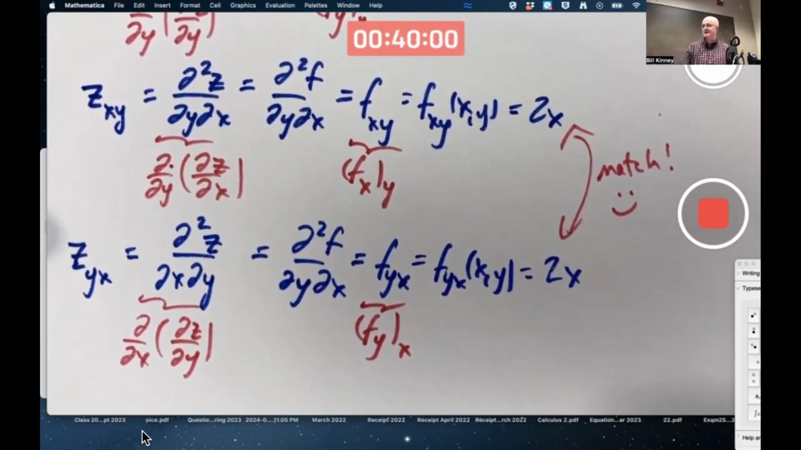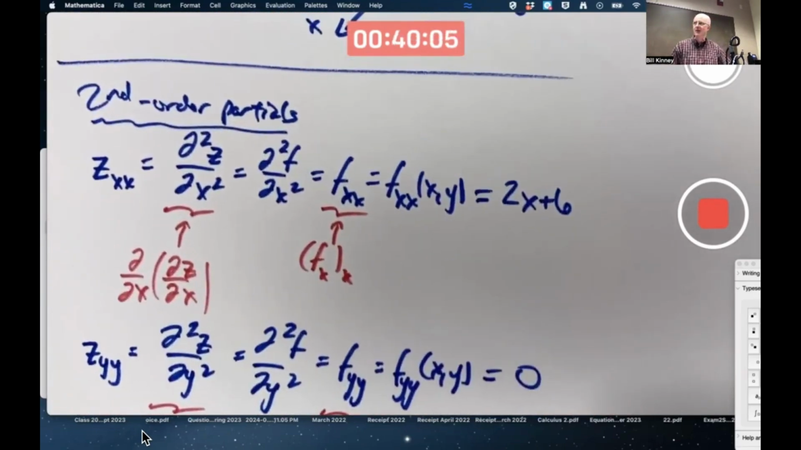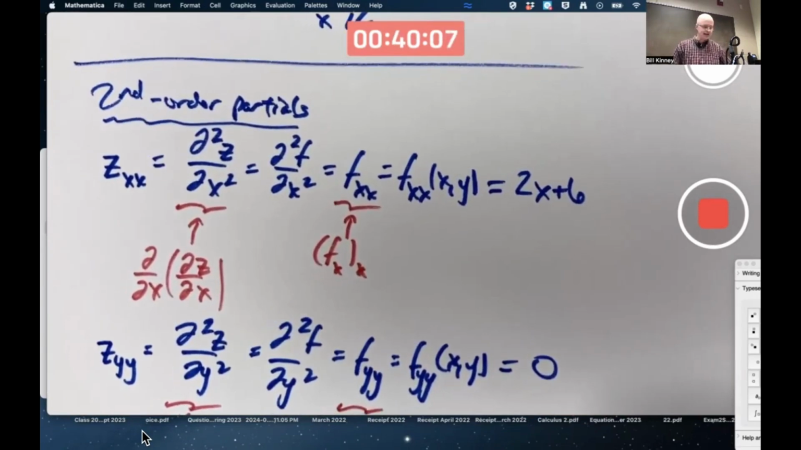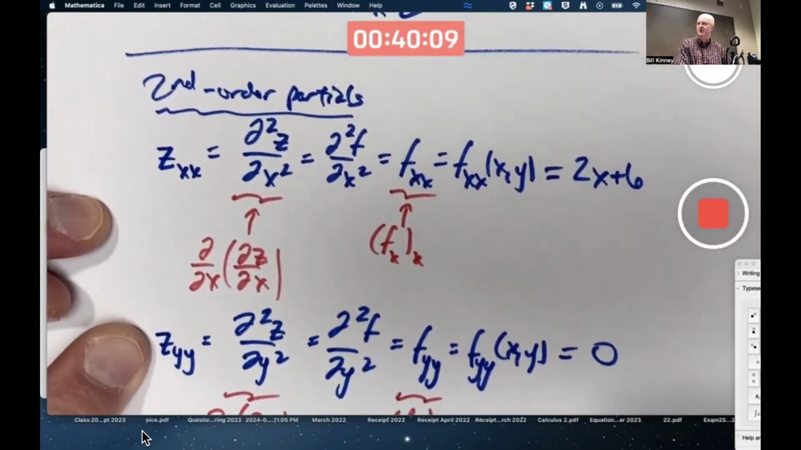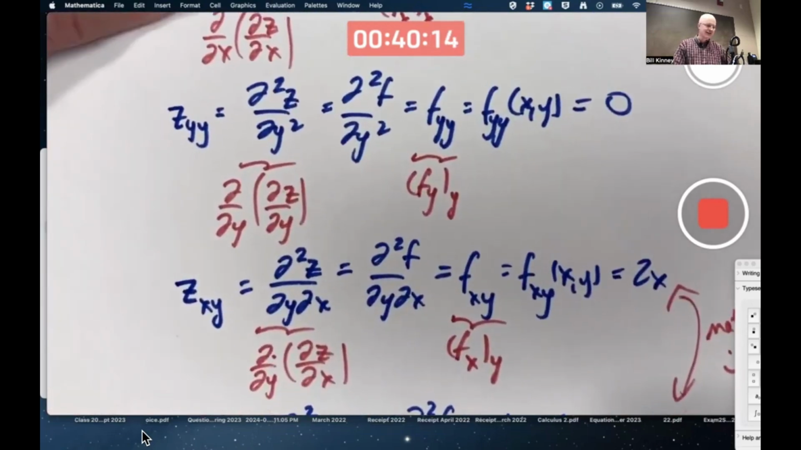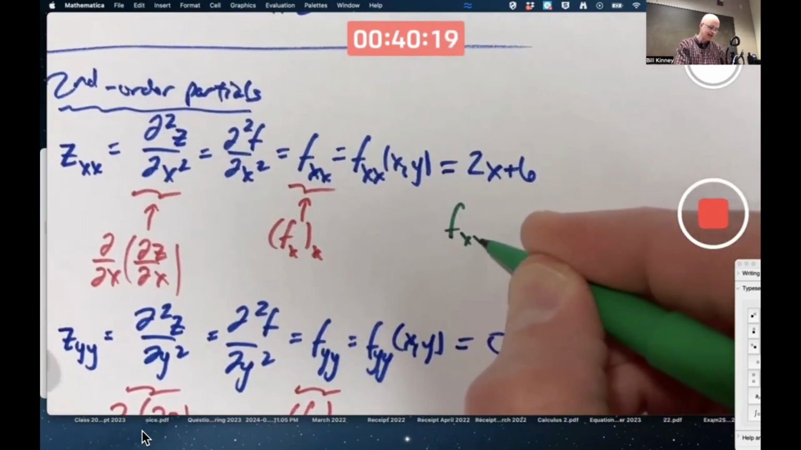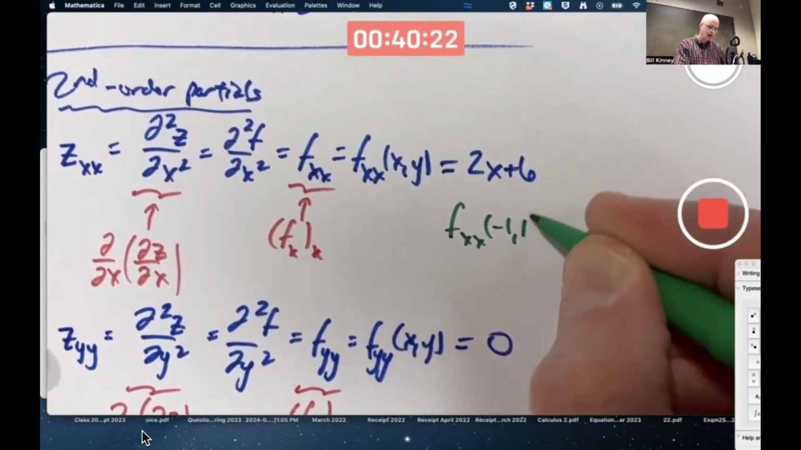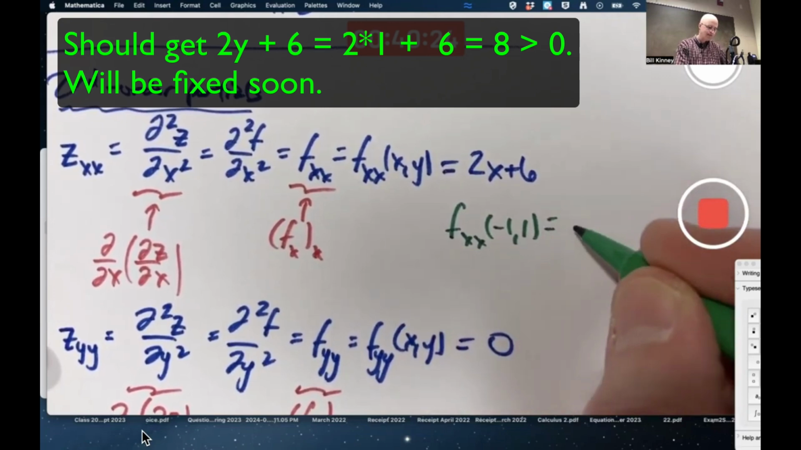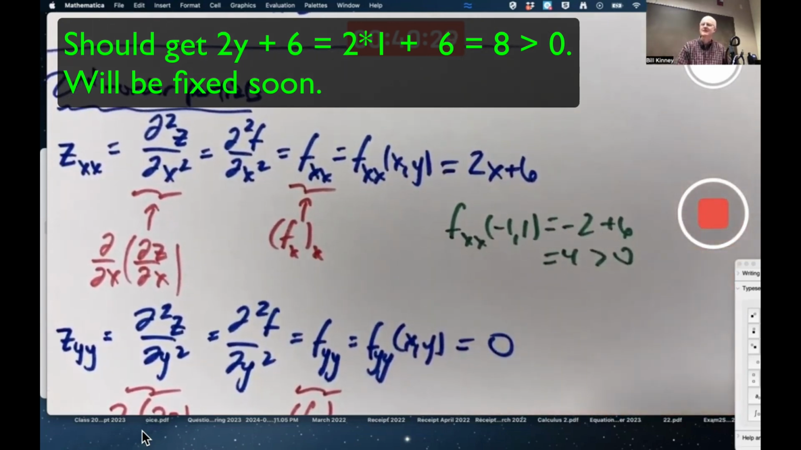How do you interpret these things? With concavity, just like in Calc 1. At least for the pure second order partials you do. With the mixed, it's trickier. With the pure second order partials, at the point we were interested in here, fxx of -1, 1, -2 plus 6 is +4, positive. So does that mean in the x direction, the graph's concave up? Yes, it does.